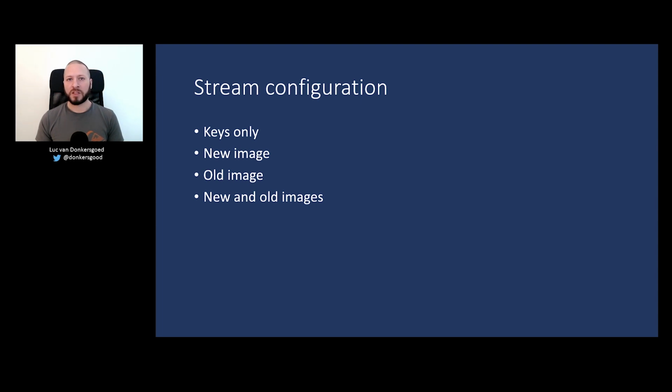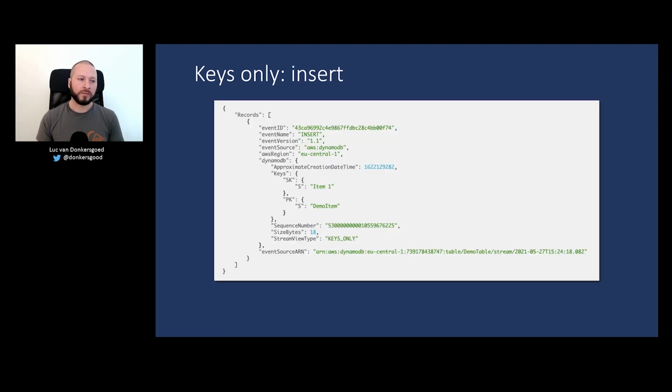Now, the DynamoDB stream can be configured in 4 ways. There's keys only, new image, old image, and new and old images. So let's take a quick look at what that looks like.